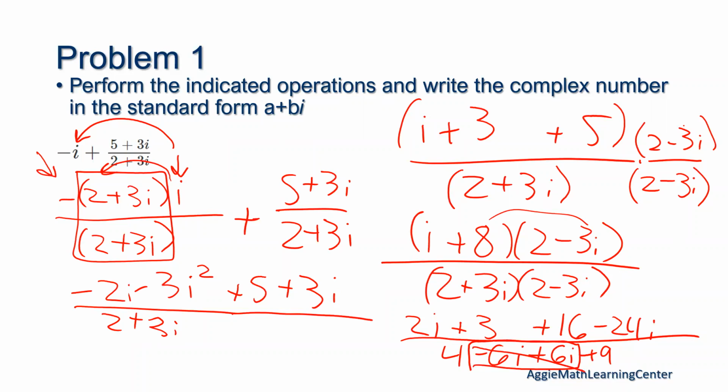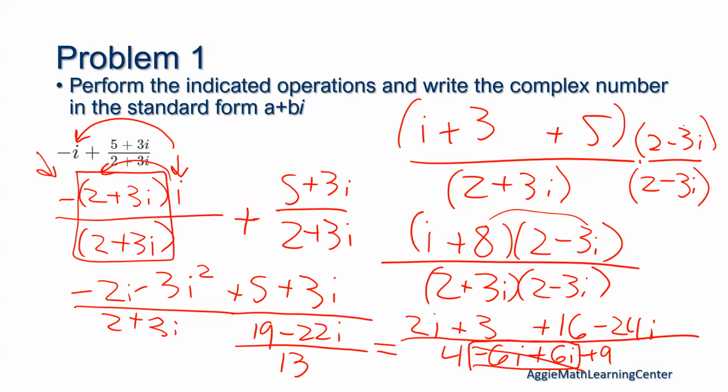Okay, we're almost done. All we got to do is combine the things that are alike. So the things without an i, on the top we have 3 plus 16 is 19. And then we have 2i and -24i. So that's -22i on the top. And then 4 plus 9 on the bottom is 13.